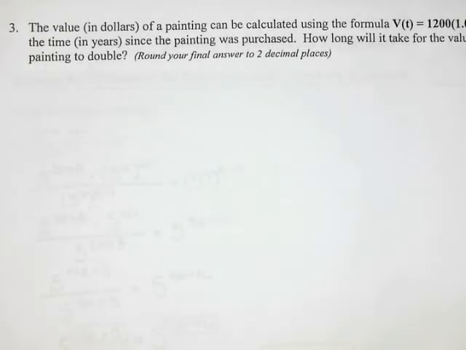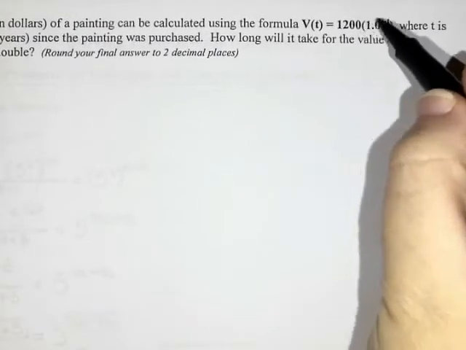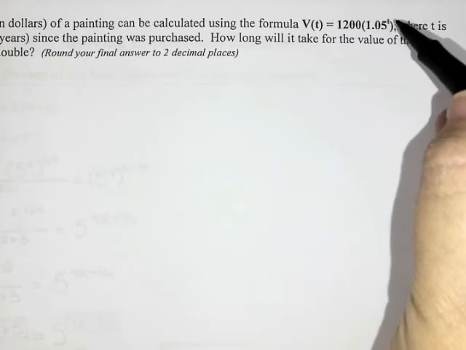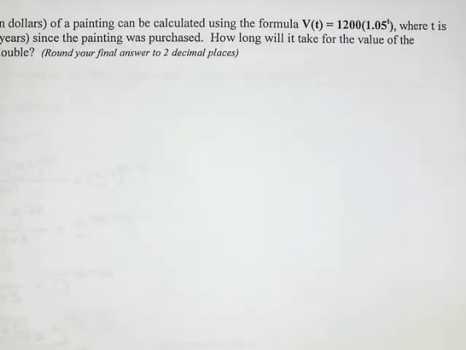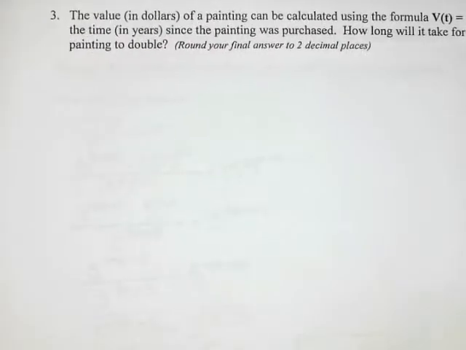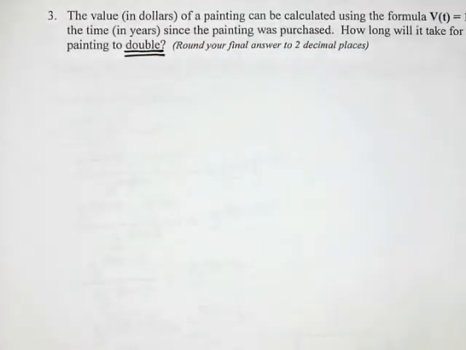Okay, so I have an equation. So V at T equals 1,200 times 1.05 to the power of T. Since the T is in the exponent, this is an exponential function. It tells me that T is the time in years, and V, it doesn't explicitly state this, but V is the value. And it wants to know how long does it take for the value of the painting to double. So it didn't actually give me a number to put in for the value. It just says how long does it take to double.